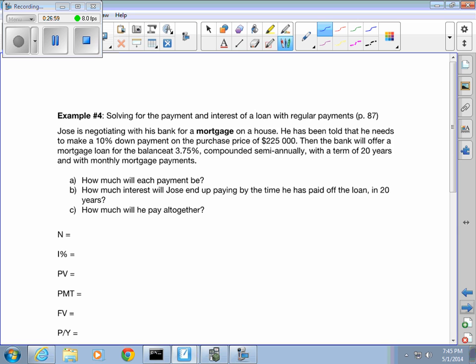Okay, next one. Jose is negotiating with his bank for a mortgage on a house. He has been told that he needs to make a 10% down payment on the purchase price of $225,000. Then the bank will offer a mortgage loan for the balance of 3.75% compounded semi-annually with a term of 20 years and with monthly mortgage payments. So A part asks, how much will each payment be?